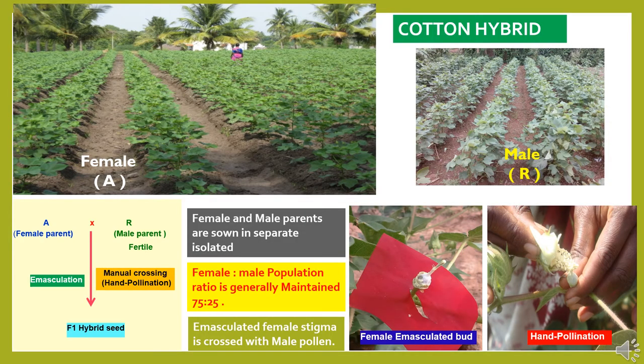Now we will study about cotton hybrid seed production. Here also female A lines and male R lines are used, but in cotton, the production method differs from other crops. Here female and male parents are sown in separate isolated blocks instead of row arrangement. Female and male plant population ratio is generally maintained at 75:25, and there is emasculation and hand pollination practice in cotton hybrid seed production, where the emasculated female stigma is crossed with male pollen. So after the cross, the harvested female produce will be the F1 hybrid seed. And here also, after completion of cross pollination, the male should be removed, and the female produce is used as a hybrid seed.